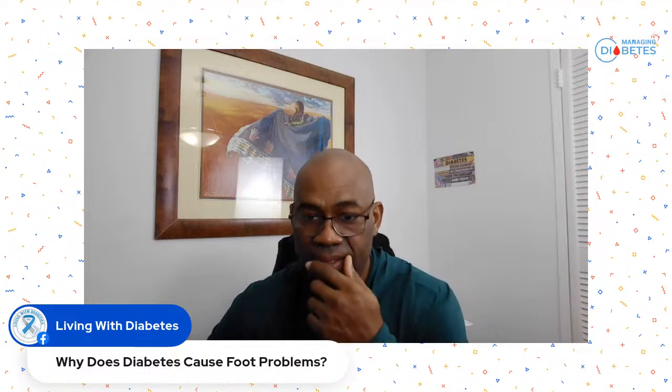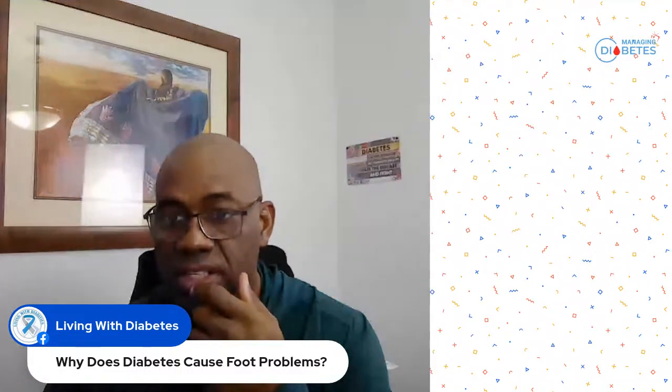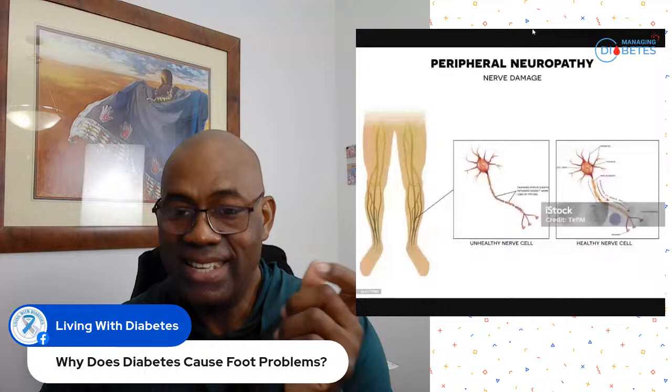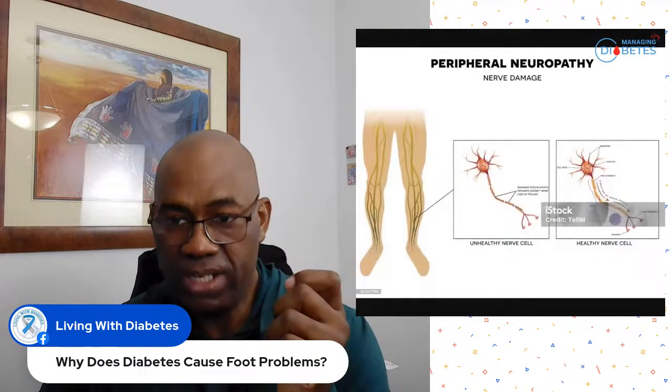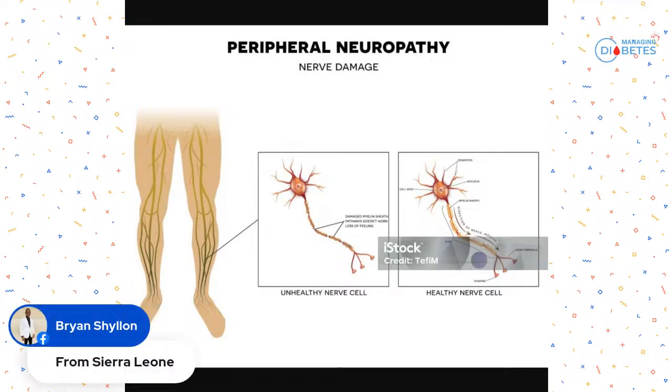There's a picture I'm going to share once again. Let me get one picture here. Okay, let's start with this one. Let's share this one here. So this is peripheral neuropathy, and this picture is credited to Telfin. Credit to Telfin for using your picture. All right, Brian, you're welcome.